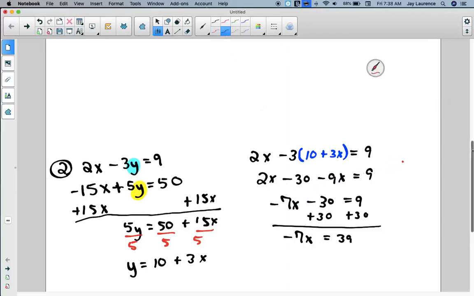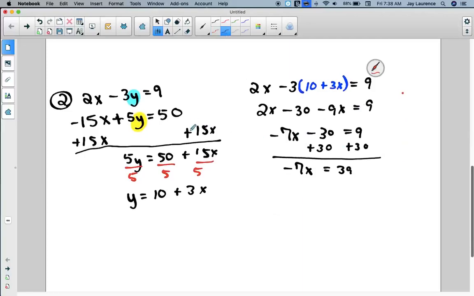All right, and so when I do that, I'm going to go back here and check my work because I'm surprised I'm getting such an ugly answer. Let me see here. I've got add 15x to each side, divide by 5, 10 plus 3x, negative 30 minus 9x. Yeah, it's looking right. I don't see any mistake. Negative 30 minus 9x, negative 7. Okay, so I'll divide by negative 7, divide by negative 7.